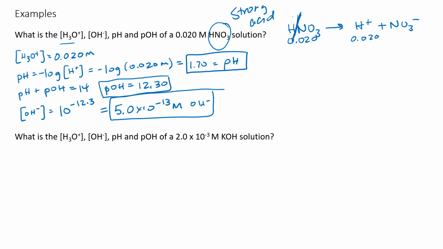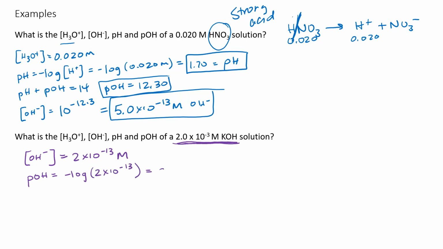All right, and then the last example problem, I want to know what the hydronium, hydroxide, pH and pOH is of a 2 times 10 to the negative 3rd molar KOH solution. So my hydroxide concentration, because that's a strong base, it would have to be, is going to be 2 times 10 to the negative 3. And so first I'll find my pOH, because I just have to take the negative log of that. And that would be 2.70.